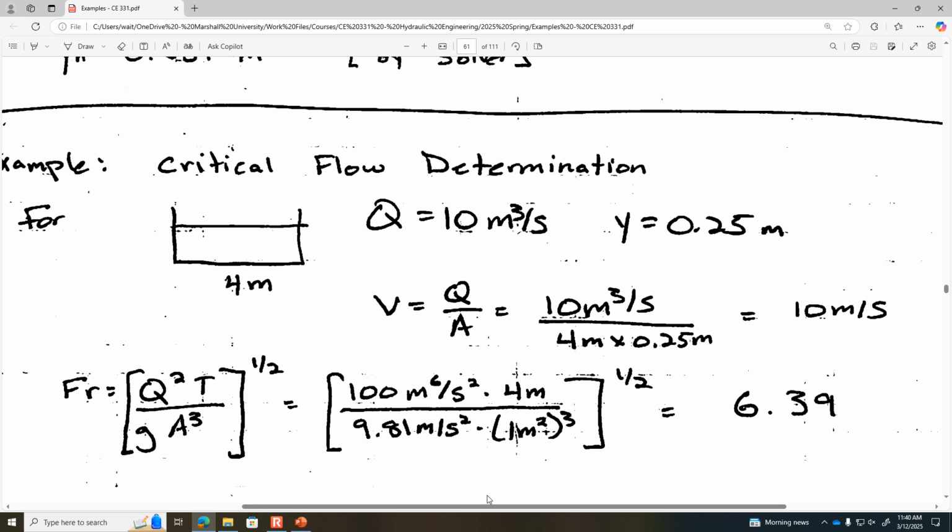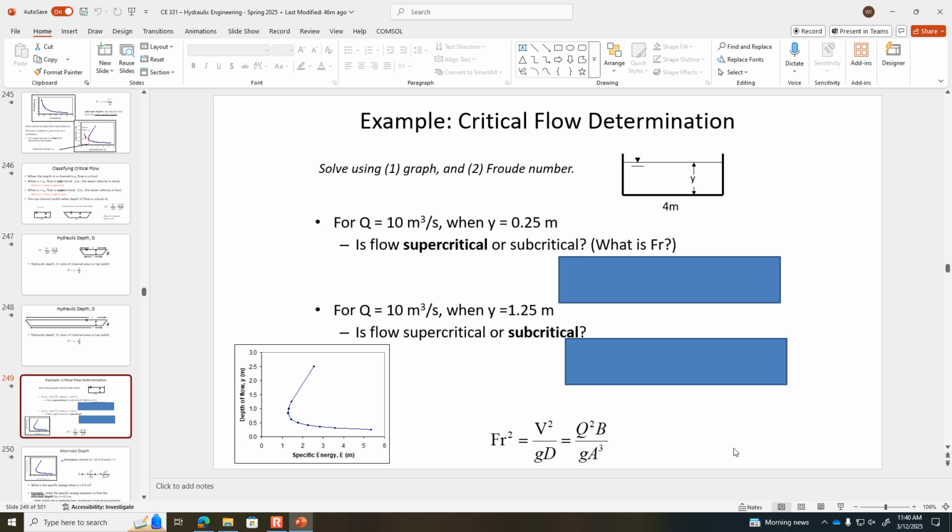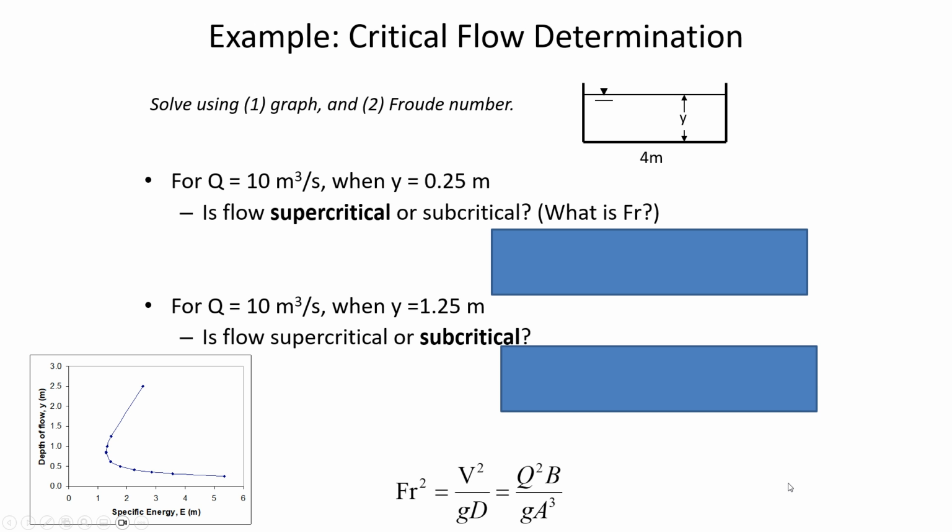All right. Now, what about this other one? This second case here. The flow depth is 1.25. Is the flow supercritical or subcritical? Well, since we already have a graph of specific energy, we don't even have to do calculations. We could just look at the graph of specific energy and say, by inspection, it appears that the critical depth is about 0.86. And since the depth of 1.25 is larger than the critical depth, thus it is subcritical.